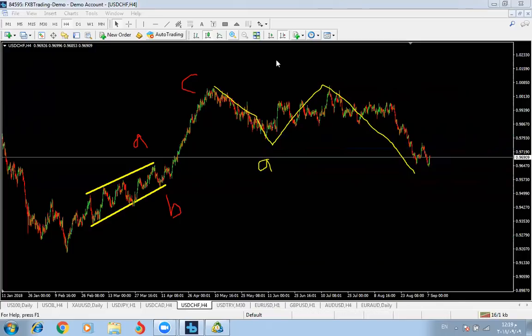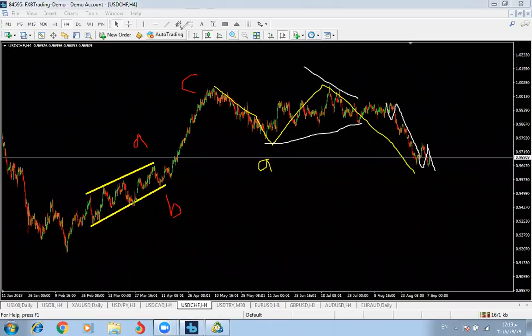This is A, and as I told you, this is most probably a triangle for wave B. So this is a contracting triangle for wave B. From this point to the downside, we should see 1, 2, 3, 4, and 5.